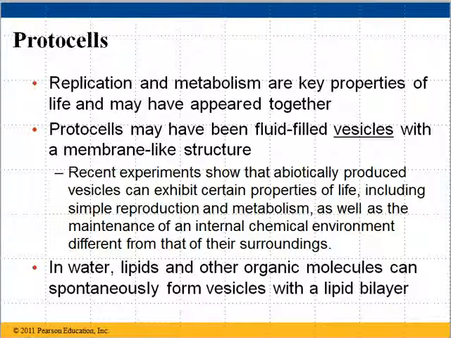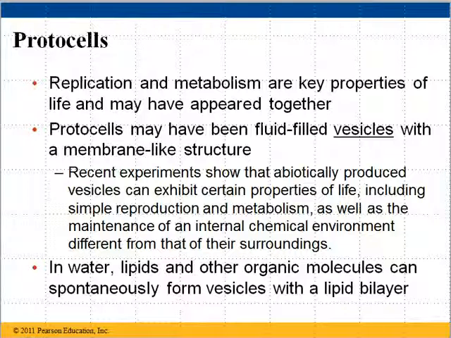We'd call these early possible becoming cells protocells, and they may have been fluid-filled vesicles, and a vesicle is simply a bubble, a membrane-like structure which has an environment on the inside different from the environment on the outside. For example, when you drop cooking oil into water, it forms vesicles, little round bubbles where the interior is separate and different from the exterior. So that would be a basic description of a vesicle.